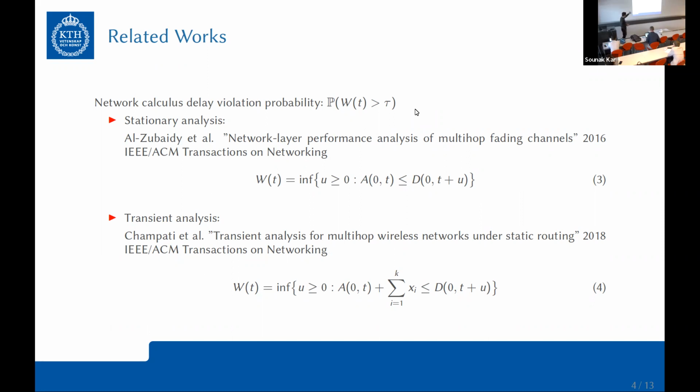Then my friend Jaya Champati, they extended that work for transient analysis, and they introduced this XI here, which will be the backlog of the queues. So for the multi-hop case, assuming that we have certain backlog, what would be the delay violation probability? And at every point in time, you can have different backlogs. So at every point in time, you can have a different DVP prediction, right? So that's why this is transient analysis.